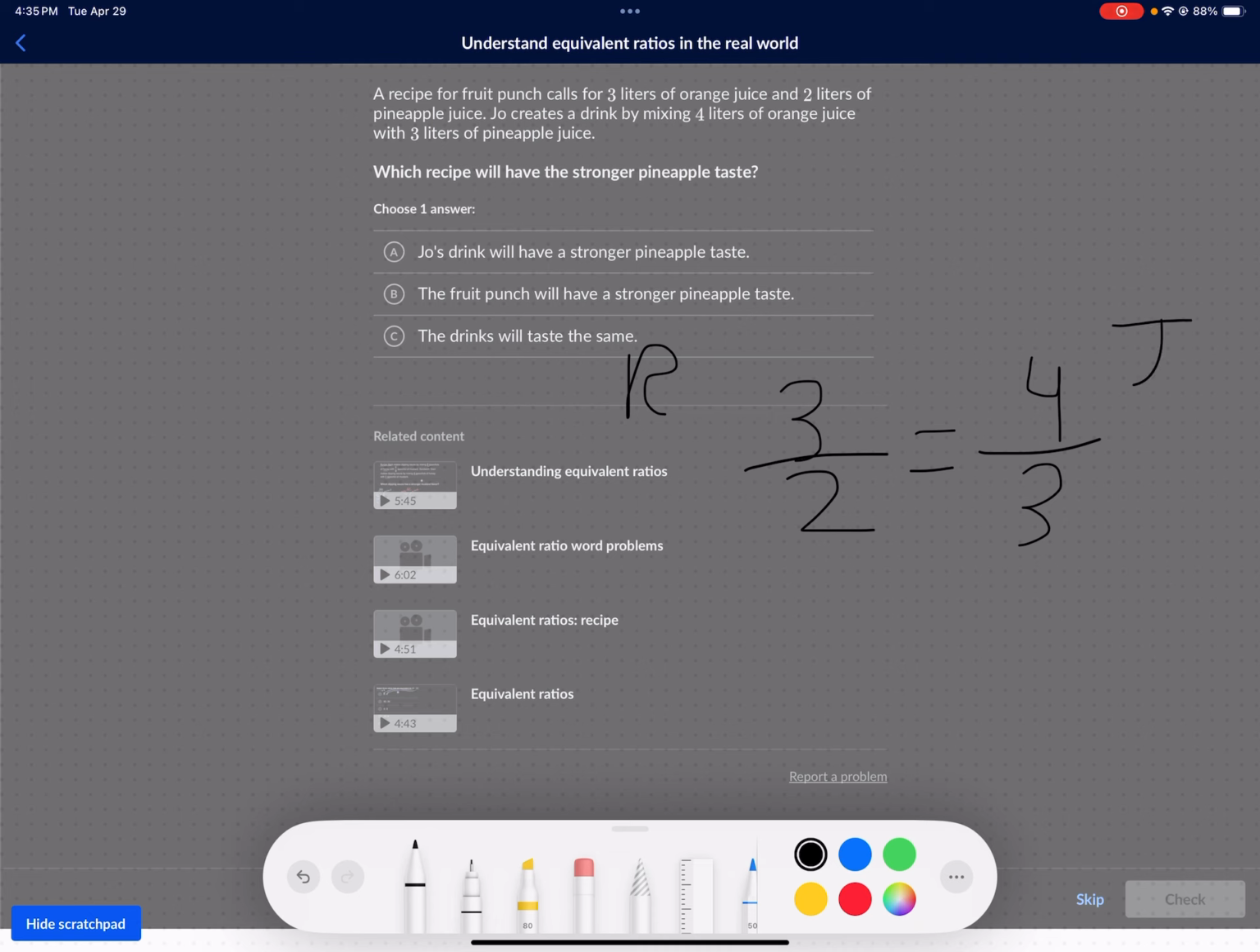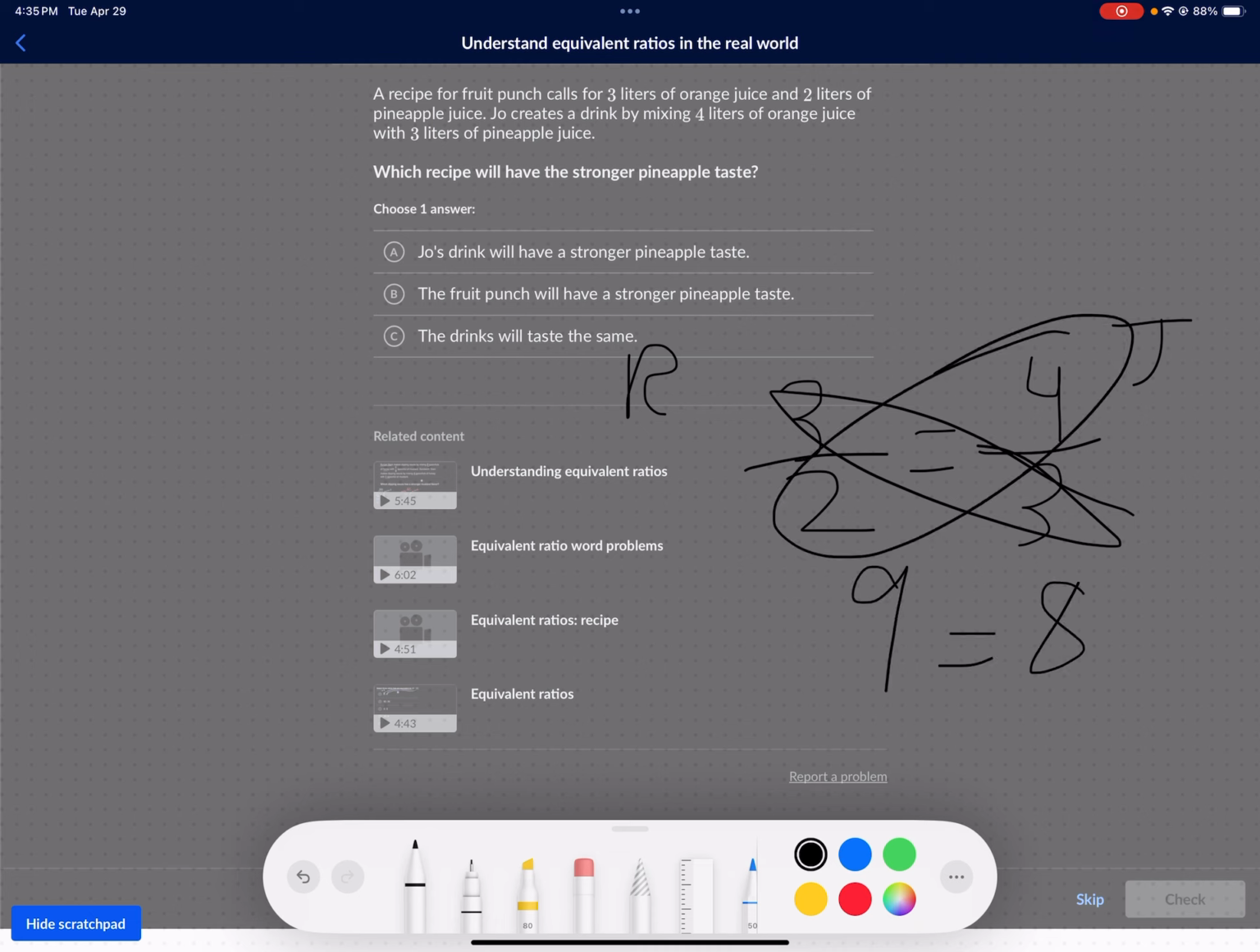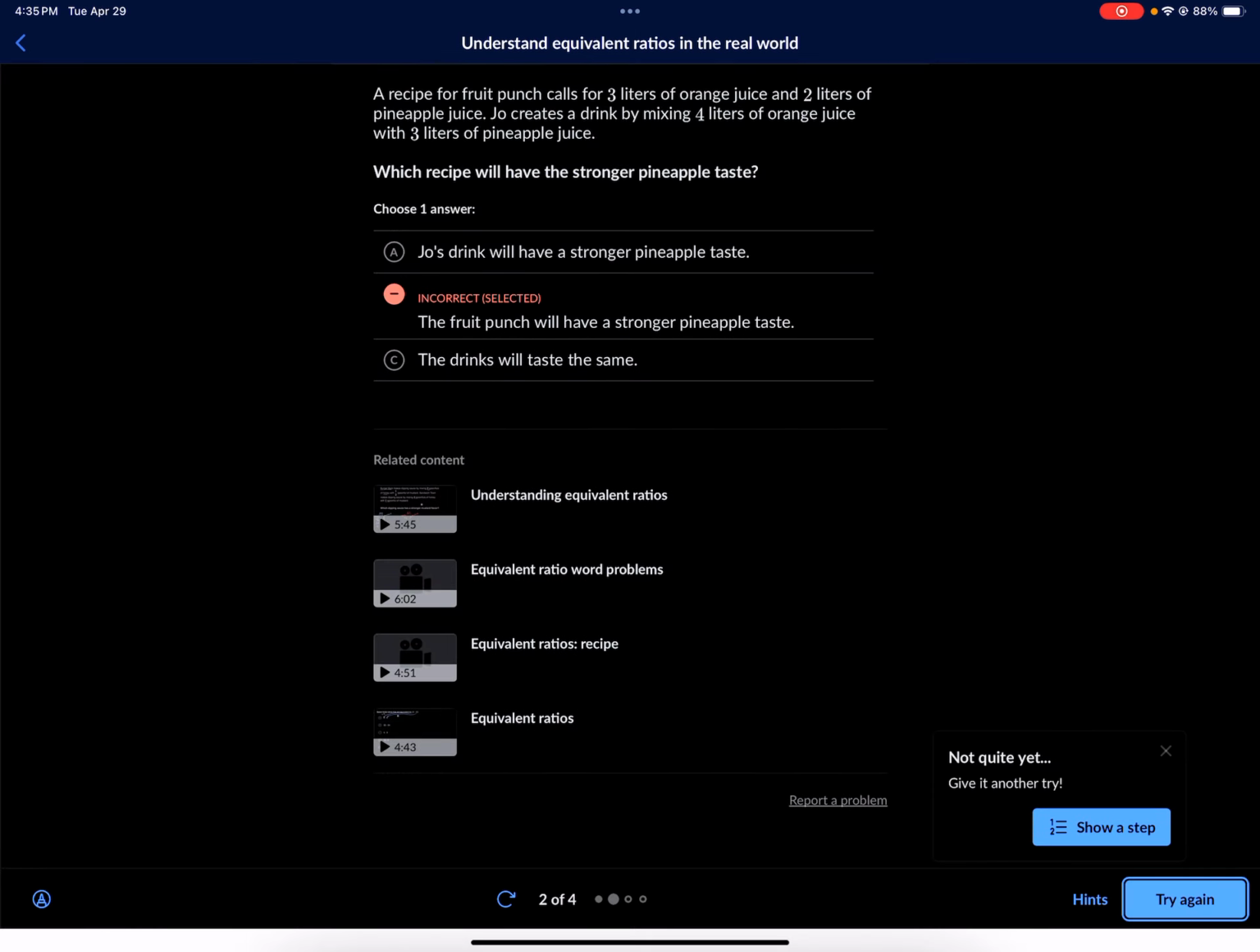Now it's cross-multiply, so 3 times 3 is 9, good, and then what's 2 times 4? 8. So it looks like the recipe will be slightly stronger. So that means that it's not Joe's drink. Oh, it's fruit punch. The fruit punch will have a stronger pineapple taste. Yeah, not so much. Wait, what?